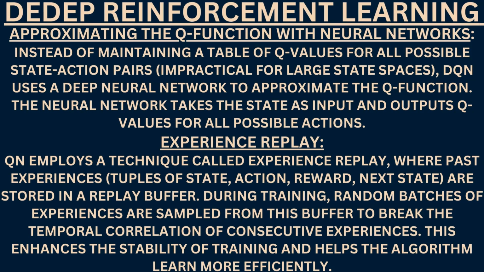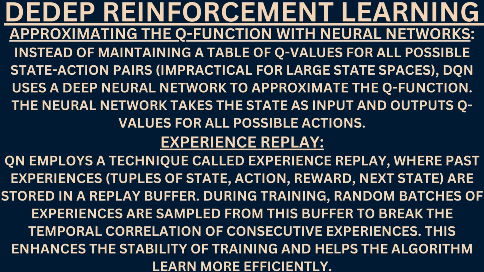Approximating the Q function with neural networks. Instead of maintaining a table of Q values for all possible state-action pairs, impractical for large state spaces, DQN uses a deep neural network to approximate the Q function. The neural network takes the state as input and outputs Q values for all possible actions.